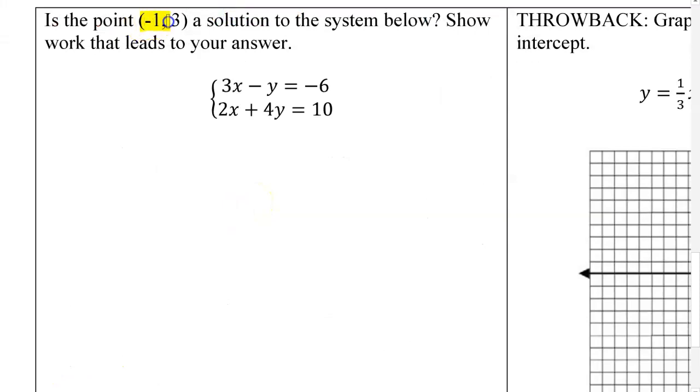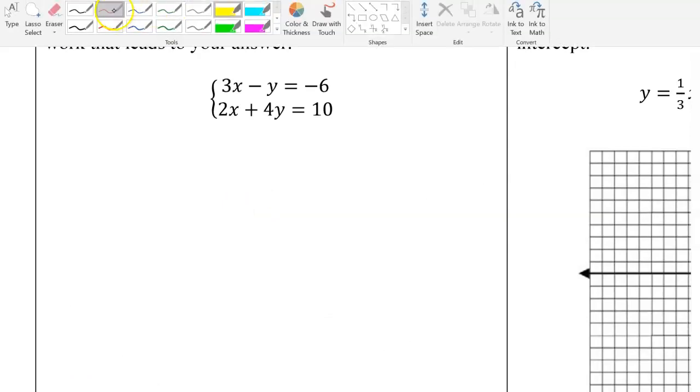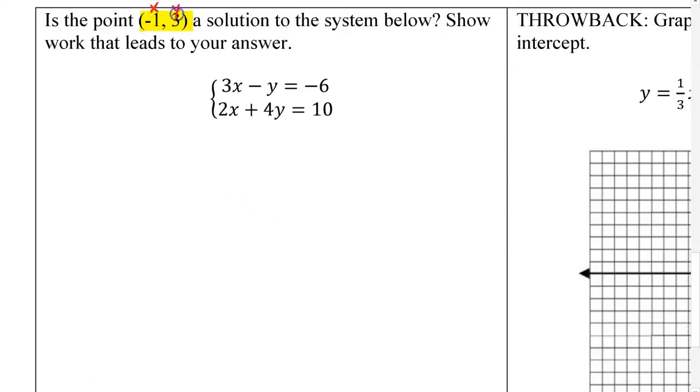Let's check out this example. It's the same point, but we have two new lines. So here's line 1, here's line 2. I'm going to check both of these lines to see if -1, 3 is a solution. So anywhere I see an x in line 1, I'm going to put a -1. Anywhere I see a y, I will put a 3. So -1 goes here, 3 goes here.